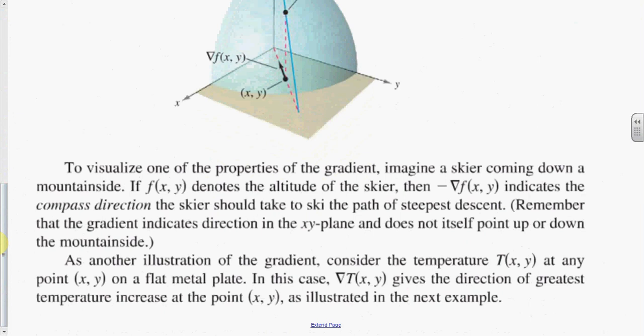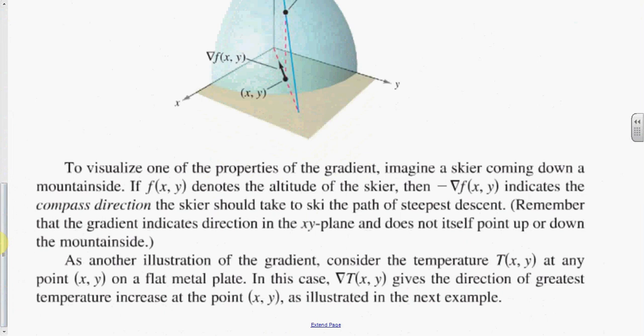To visualize the properties of the gradient, imagine a skier coming down a mountainside. If f of xy denotes the altitude of the skier, then the negative gradient indicates the compass direction the skier should take to ski in the path of the steepest descent. He wants to get down there really fast, right? So that maximum increase would be here, the so-called gradient of that particular function value.